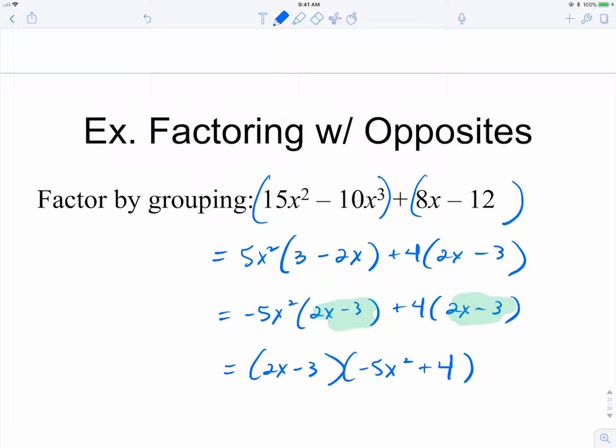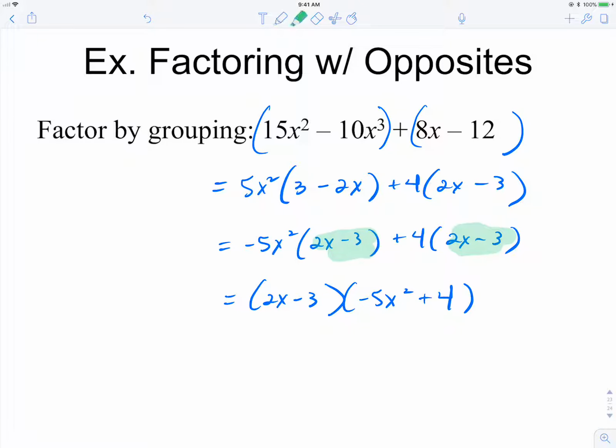Now you guys will see, it doesn't matter. This is fine. This polynomial is in factored form, but I really don't like having a negative leading coefficient on a factor. So I'm actually going to factor a -1 out of this second factor here and pull the negative out front so that I have, it's like -1, but you don't have to write the 1, times 2x minus 3 times 5x squared minus 4. And we will finish there.